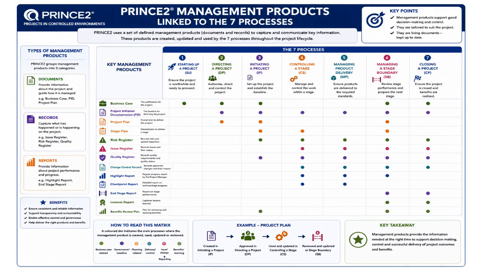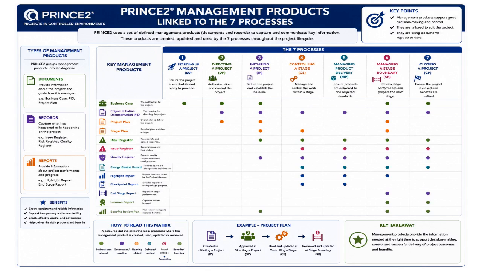Next, we have the risk register. This record captures identified risks, their probability, impact, owners, and response strategies. PRINCE2 treats risk management as an ongoing activity, meaning risks are identified, monitored, escalated, and controlled continuously throughout the project lifecycle. The issue register captures project issues such as delays, technical problems, resource shortages, or stakeholder concerns.